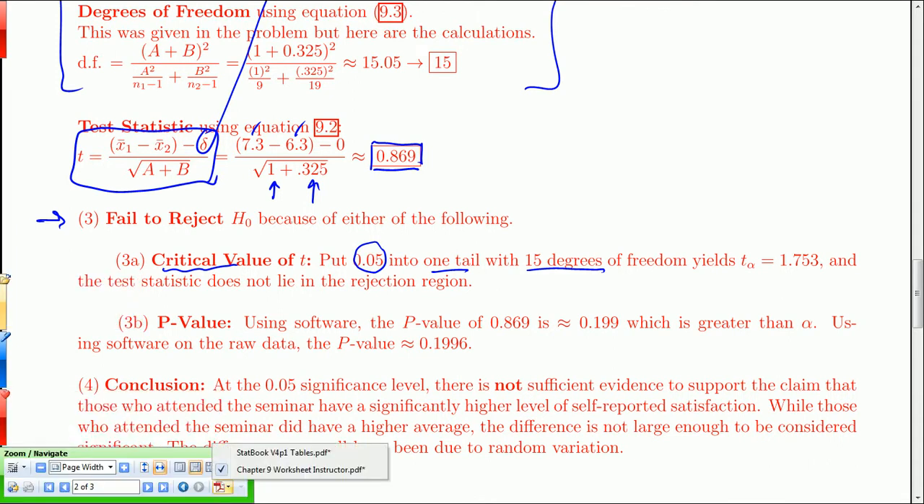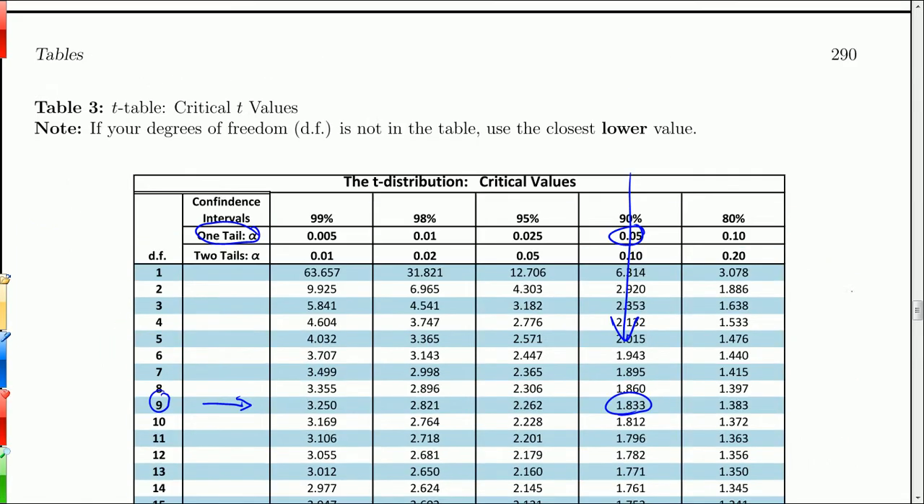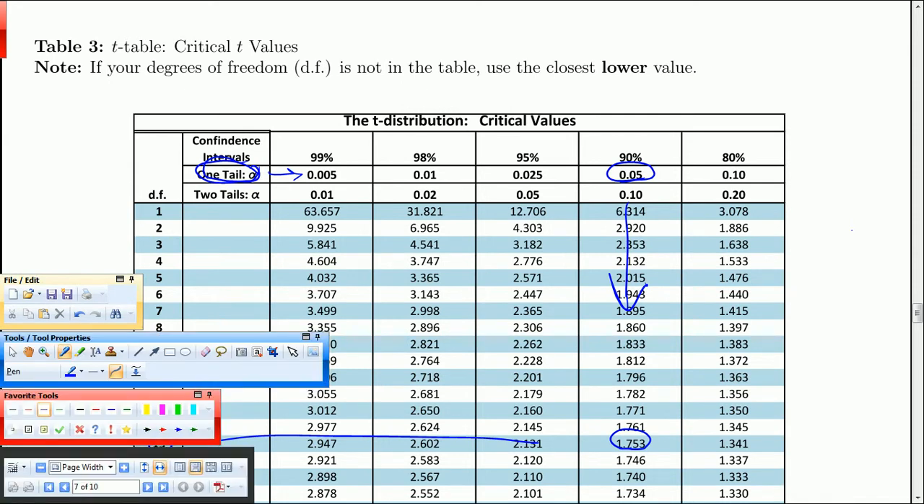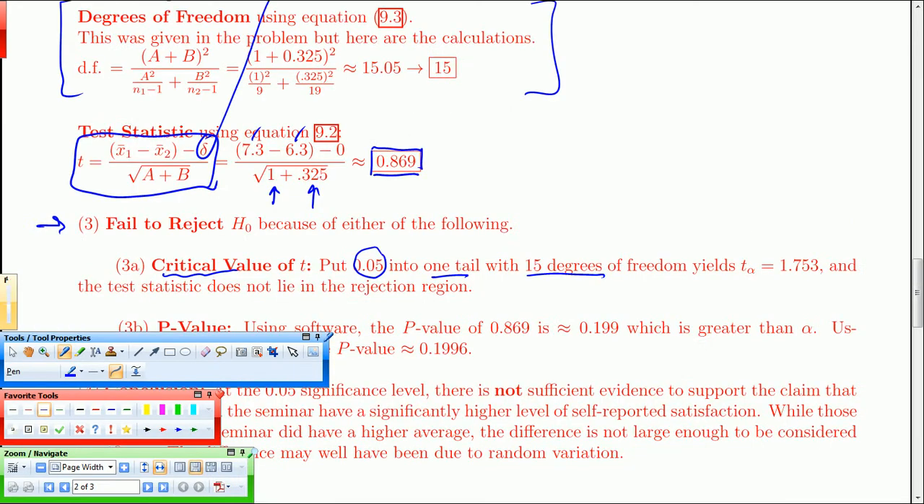So we've got a one tail. Right, again, one tail. So we're in this row. So we look for 0.05. There it is. So that means we're in this column with 15 degrees of freedom. Looks like I have 1.753. Right? Critical value of 1.753. We'll take that back to our problem.